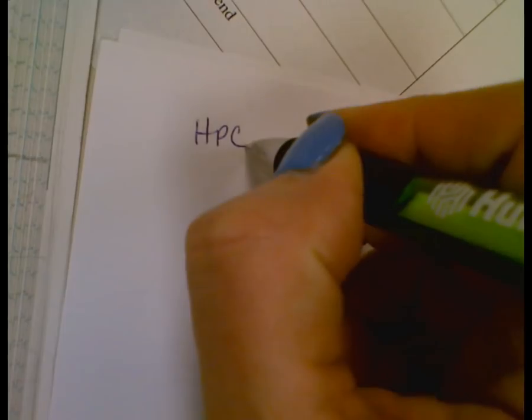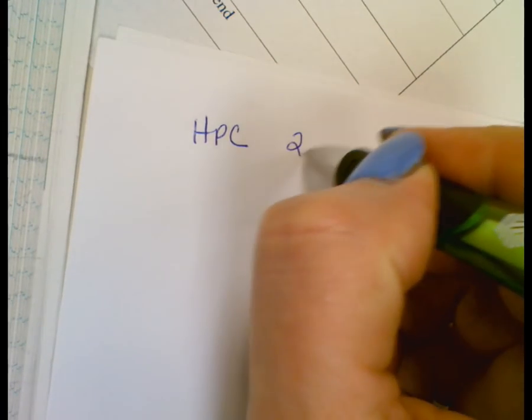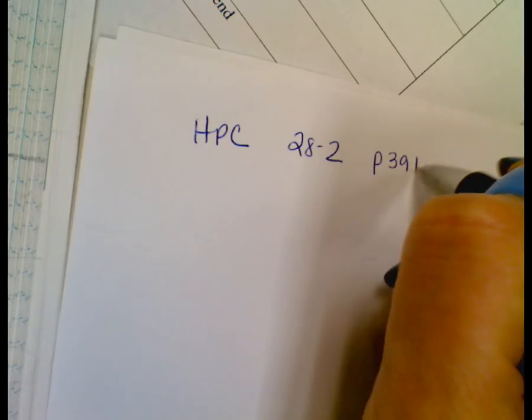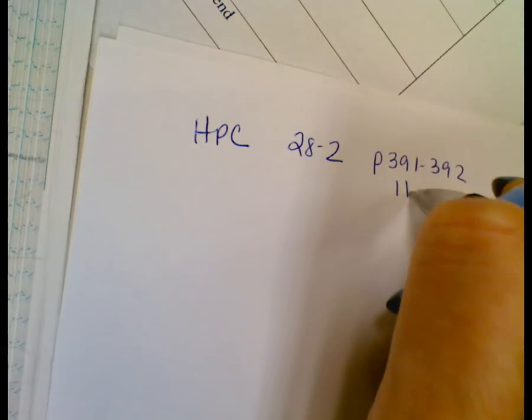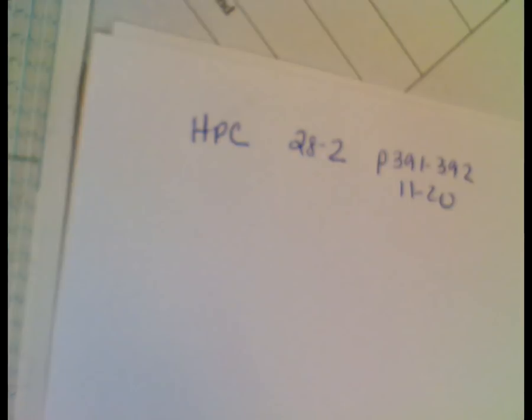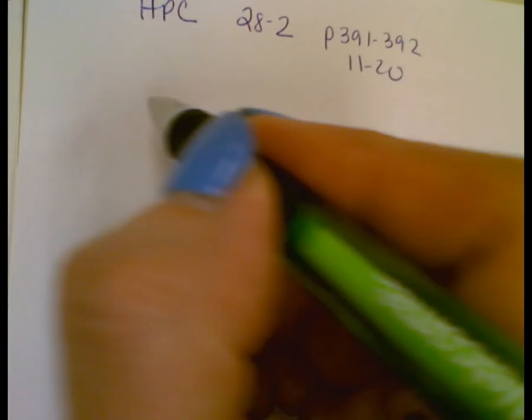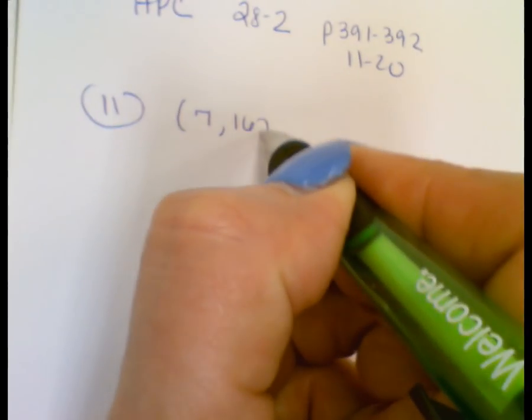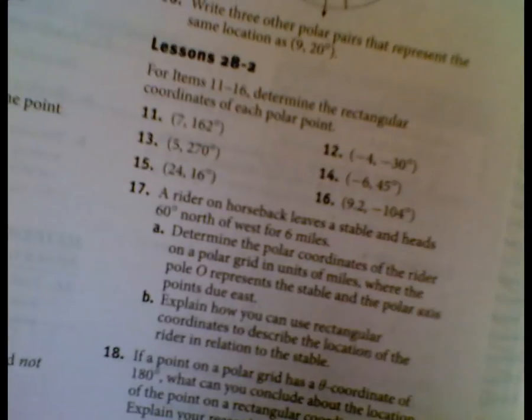Okay, this is Honors Pre-Calc homework from section 28-2, page 391, 392, 11 through 20. Okay, so number 11 looks like this. I'm looking at this book right here. It looks like this in the book.